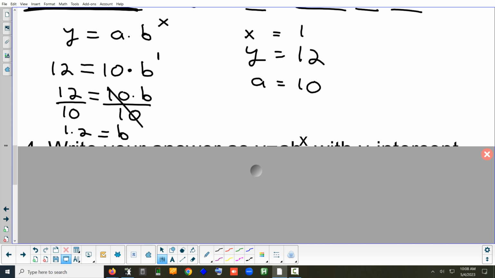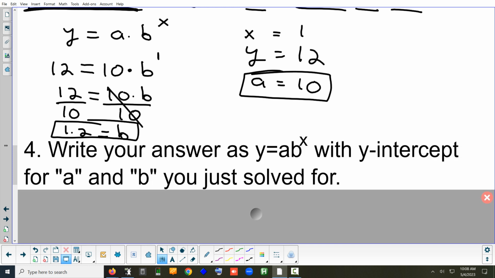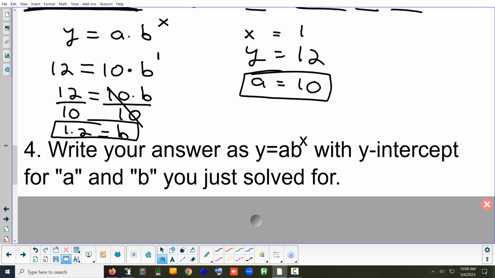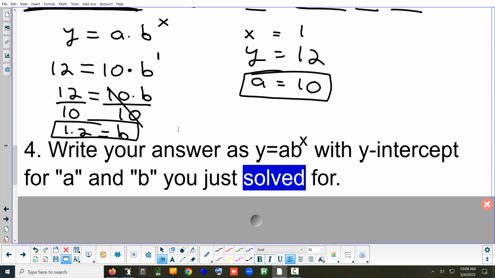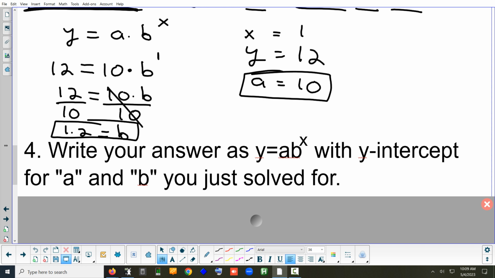Right, now you've got the two things that you need to write the formula. You have A, and you have B. So now you write your final answer using the A and the B that we just figured out. B is the only thing that's a little bit more work, because you can't just look at a table.